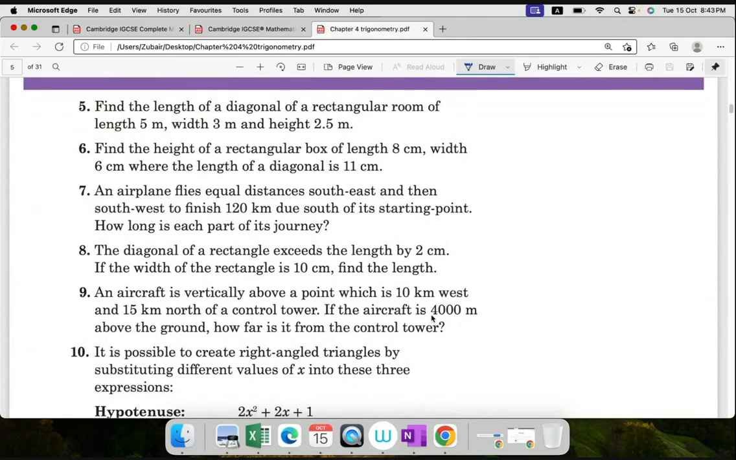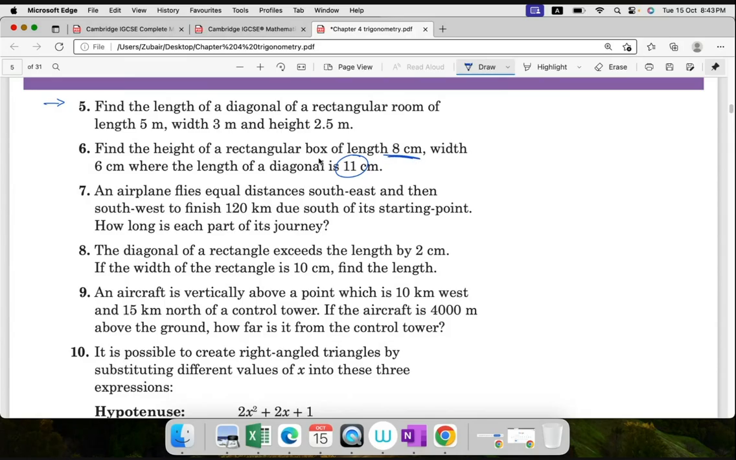Number 5 says find the length of the diagonal of a rectangular room of length 5 meter, 3 meter, and 2.5. I'm skipping this again. Exactly same nature question. Number 6 says find the height of the rectangular box of length 8 centimeter, width is this, and length of diagonal is given this time.